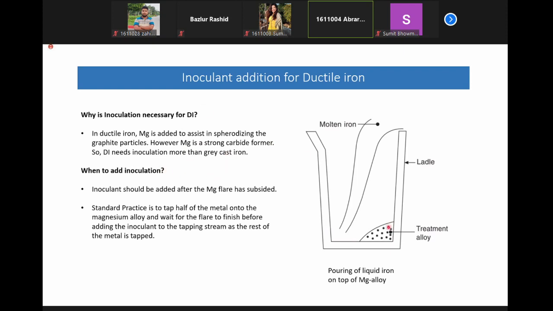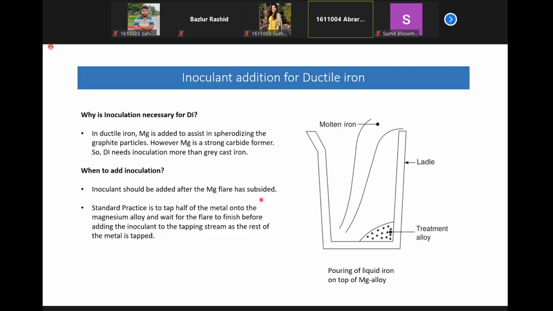Well, one of the tricky things about ductile iron processing is that when we pour the molten iron into the ladle, the treatment alloy, the magnesium MgFeSi alloy, is already placed within the ladle. And this magnesium has a very high vapor pressure and low melting temperature, which means the reaction is very vigorous and a lot of magnesium is lost in the form of vapor. So this is called magnesium flare.